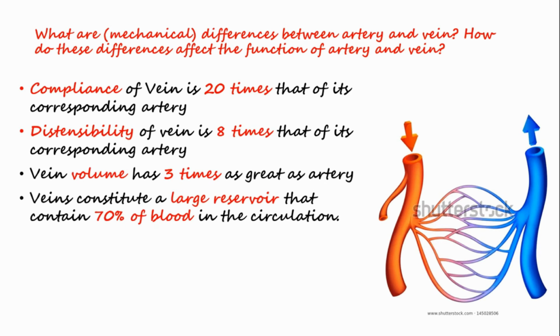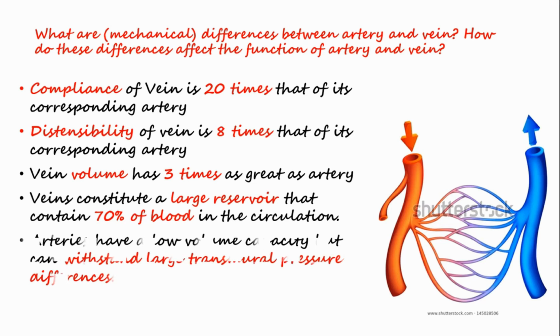Veins constitute a large reservoir that contains 70% of blood in the circulation. Arteries have a low volume capacity but can withstand large transmural pressure differences.